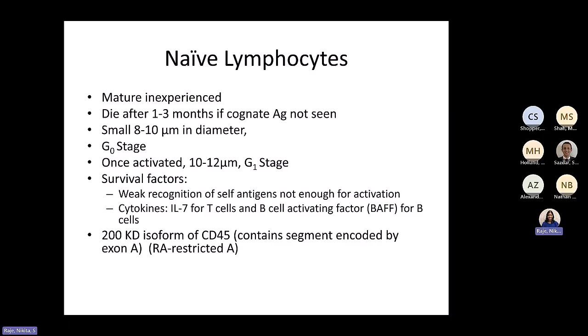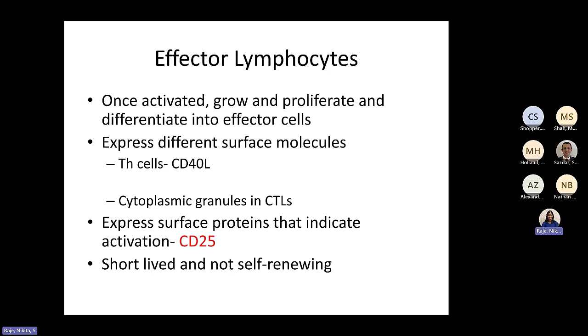All right, we talked about the marker CD45RA. RA stands for restricted A, that is encoded by something called exon A. Effector lymphocytes, once activated, grow, proliferate, and differentiate into effector cells. T helper cells can express CD40 ligand. In cytotoxic T cells, they will express the cytoplasmic granules that are needed for their action. The CD40 ligand is also known as CD154.